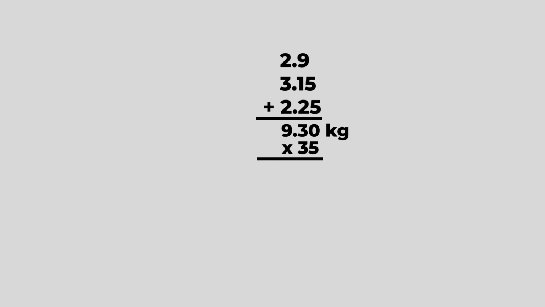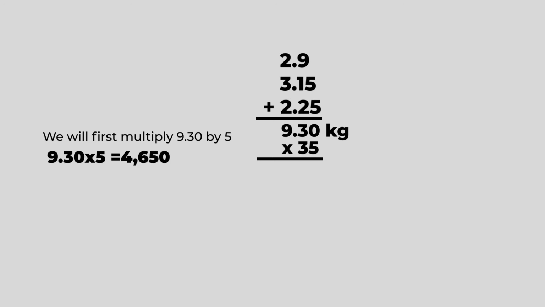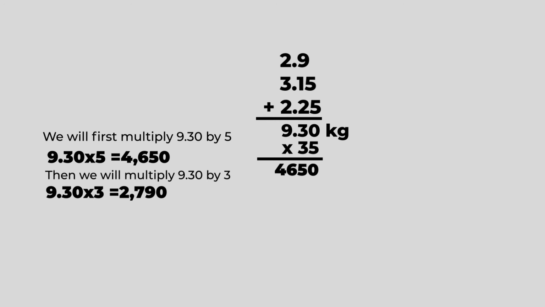9.30 has 2 decimal places, while 35 has no decimal place, since it is a whole number. First, we will multiply 9.30 by 5. 9.30 times 5 is equal to 4,650. Then, we will multiply 9.30 by 3. 9.30 times 3 is equal to 2,790. Then, we will proceed to addition. 4,650 plus 2,790 is equal to 325.50. But wait! There is still a question that needs to be answered.